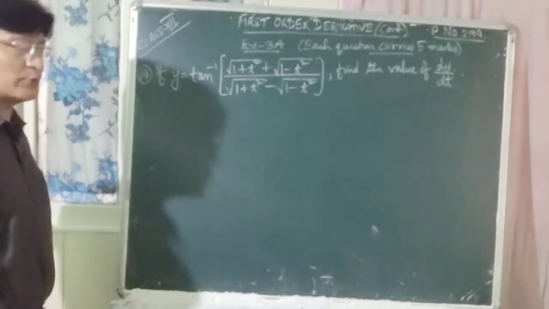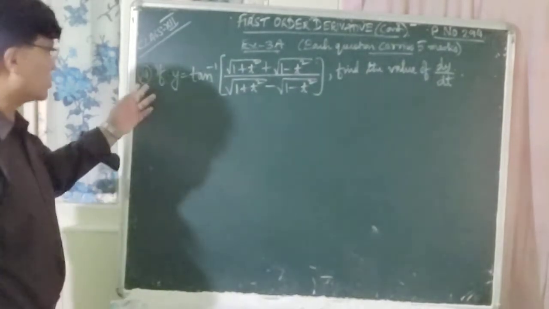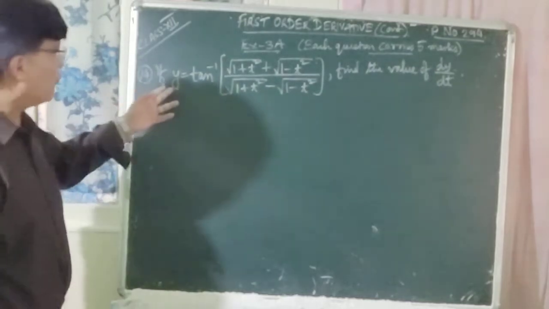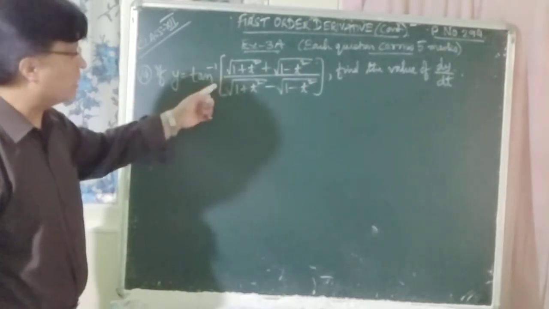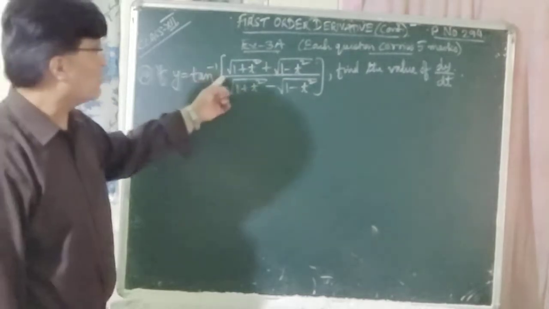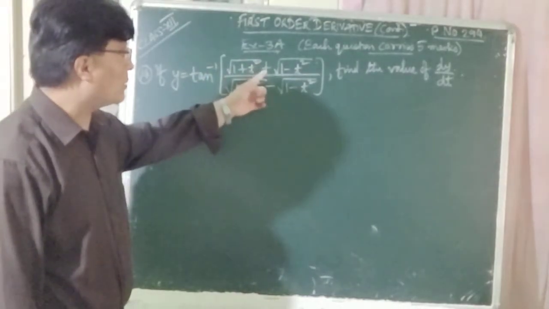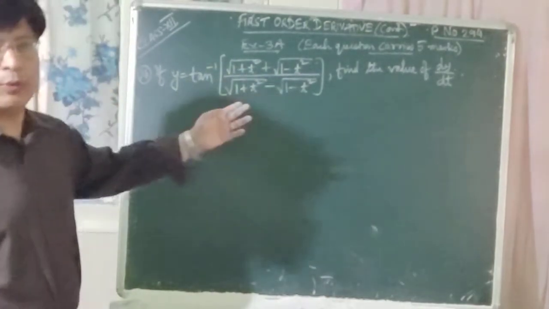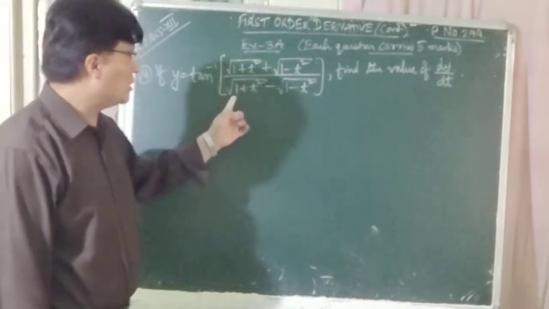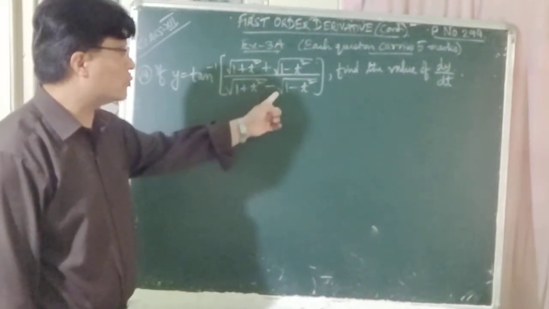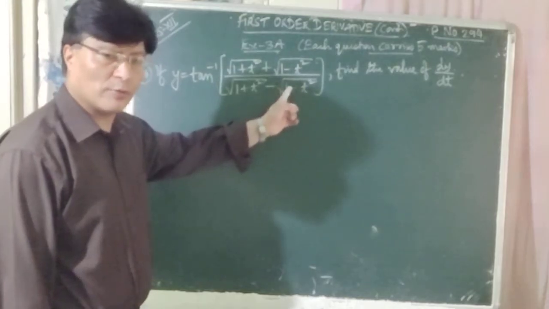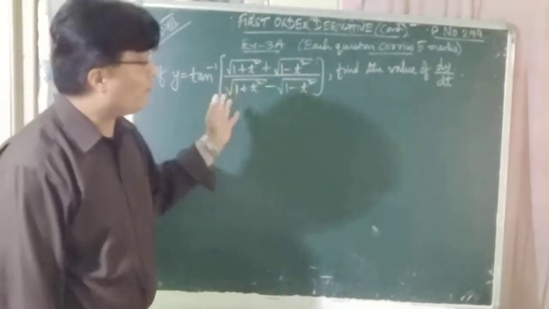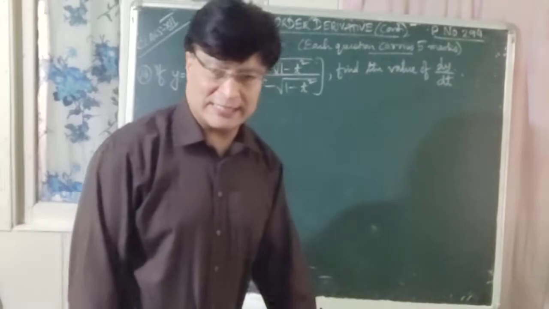So now we'll do the next question. That is question number 14. If y is equal to tan inverse of (square root of 1 plus t square plus square root of 1 minus t square) divided by (square root of 1 plus t square minus square root of 1 minus t square), find the value of dy by dt.